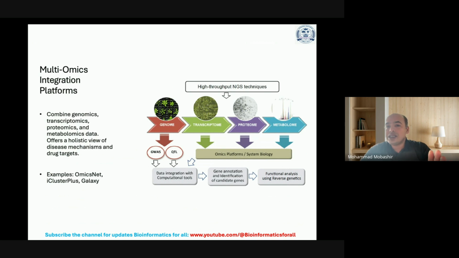Now, high throughput NGS techniques are used for high throughput data generation at genome level, transcriptome level, proteome level, metabolome level. For example, at genome and transcriptome level, here Illumina or Affymetrix platforms are used, or let's say Oxford Nanopore is used. And at proteome level and metabolome level, there are multiple sources similar to Illumina. For example, here you can go for proteomics analysis like LCMS, GCMS, and many more things.